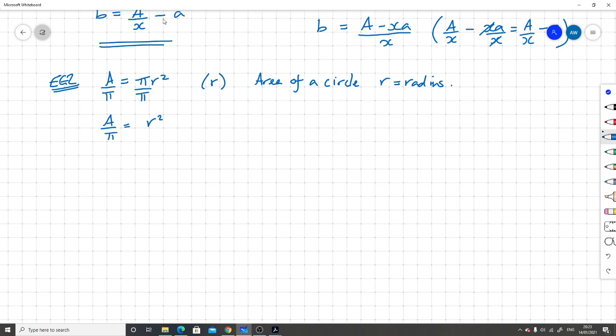And if we wanted to get rid of minus a, we'd add a. If we wanted to get rid of plus a, we'd minus a. So how do we get rid of squared? What's the opposite of squared? The opposite of squared is square root. So to cancel out a squared, you need to take the square root of r squared. And that will give you r, which is what we want as the subject.